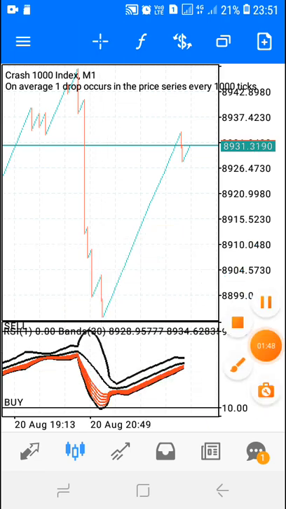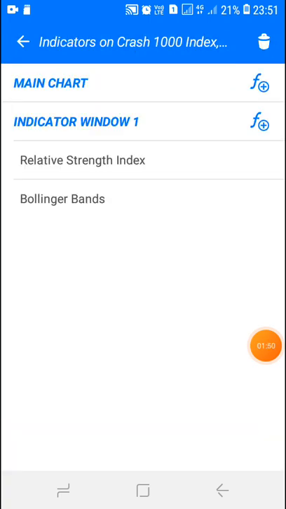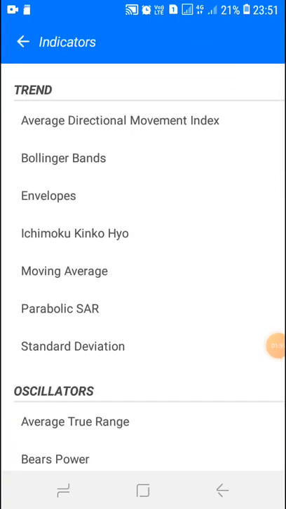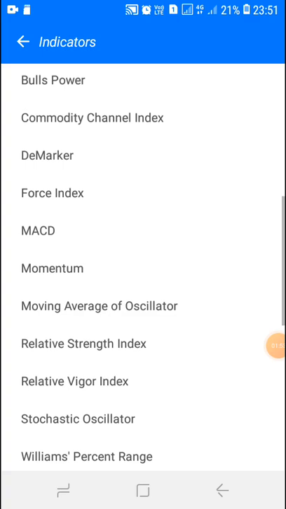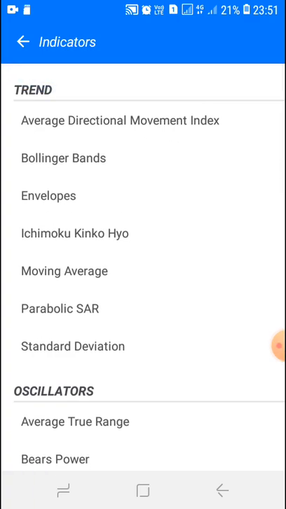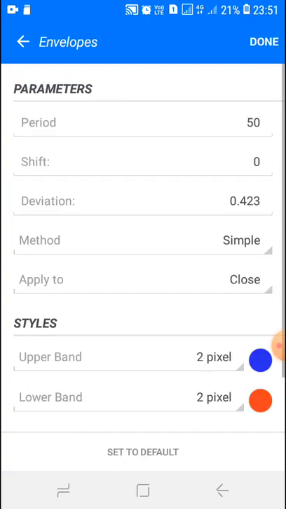But guys, you need to understand that this strategy does not consist of Bollinger Bands and RSI alone. We're going to need another indicator, and this is going to be our envelopes. Right now, the parameters should be like this.